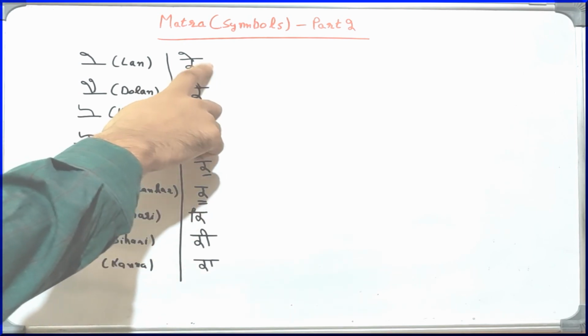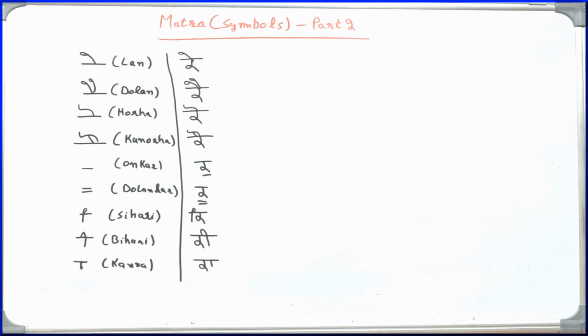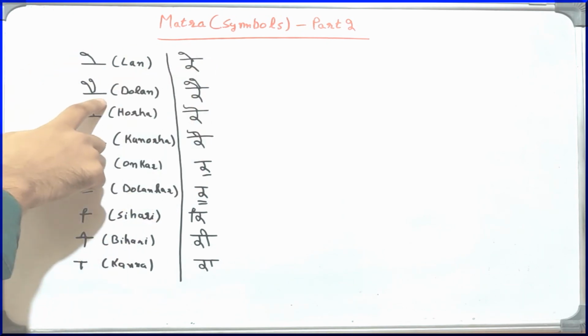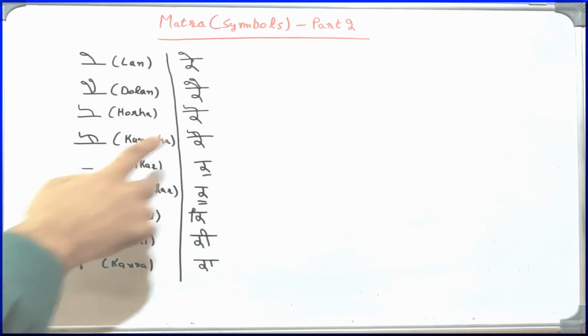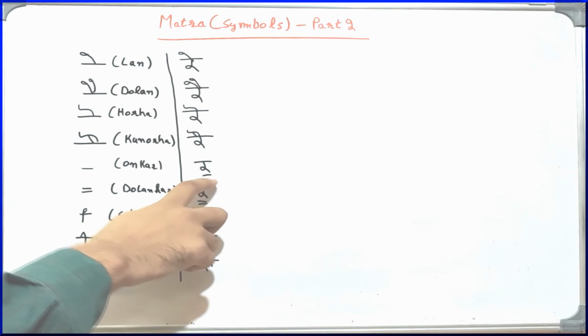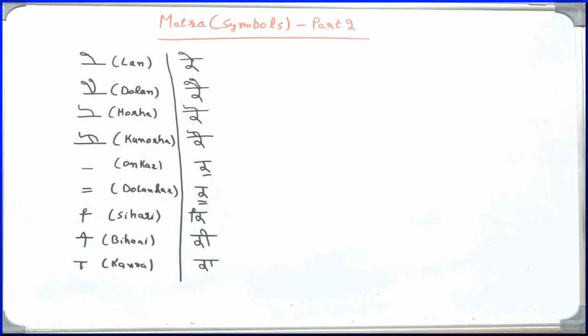This is the letter Kakka, and we attach all the different matras that we have in Gurmukhi to see where to put them. For example, Lava will be on the top of the letter, Dulava will be on the top, Hora and Kanaura will also be on the top, Aunkar and Dulankar will be at the bottom of the letter, like we have it here. Sihari will be on the left side of the letter, Bihari will be on the right side of the letter, and Kanna will be on the right side of the letter. So these are some basic things about matras, how they look and where to put them.